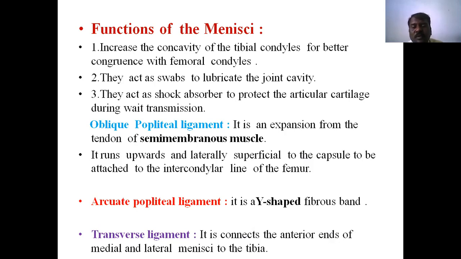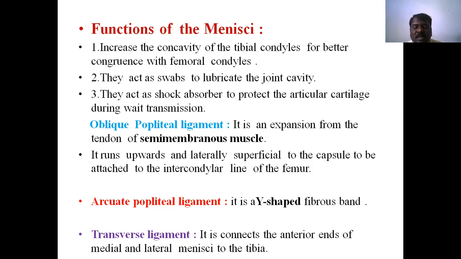Another ligament is the oblique popliteal ligament. This is a ligament extending from the semimembranosus muscle. You know that the semimembranosus muscle is inserted at the medial condyle of the tibia, posterior surface, where there is a groove for the semimembranosus muscle. From there, this ligament extends obliquely and enters the knee joint. Next, the arcuate popliteal ligament is a Y-shaped fibrous band. Last are the transverse ligaments.